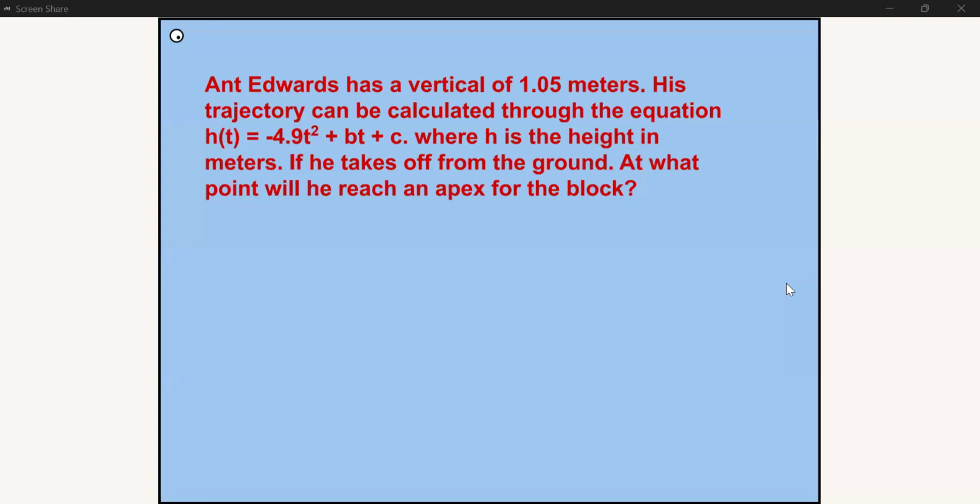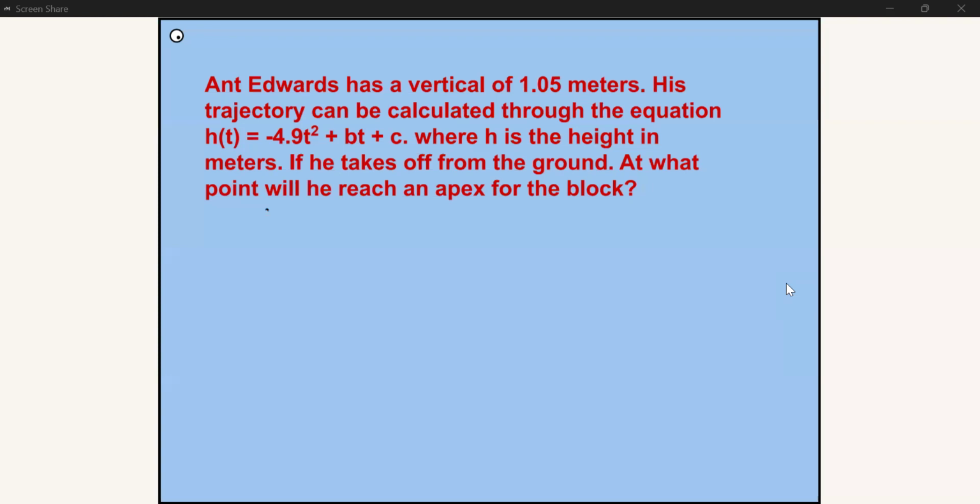Ant Edwards has a vertical of 1.05 meters. His trajectory can be calculated through the equation h(t) equals negative 4.9t squared plus bt plus c, where h is the height in meters. If he takes off from the ground, at what point will he reach an apex for the block?